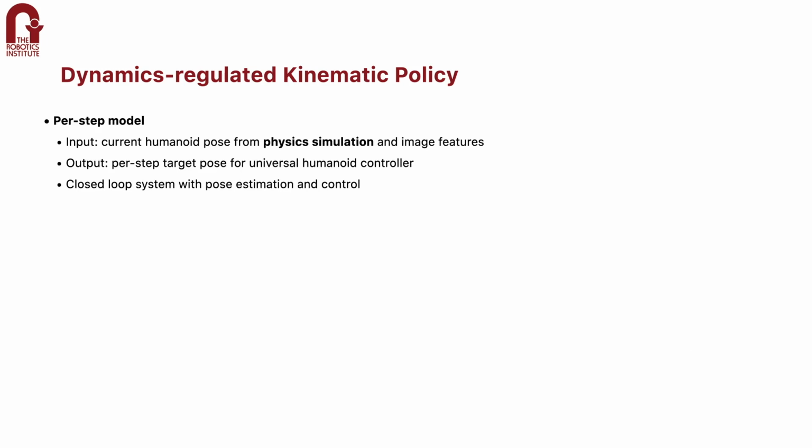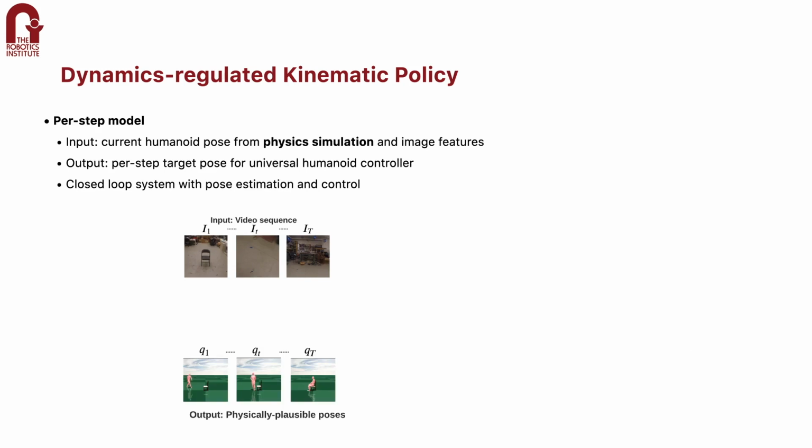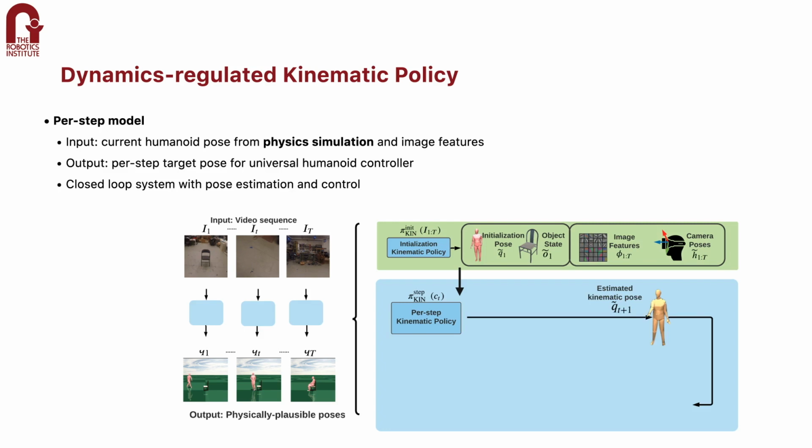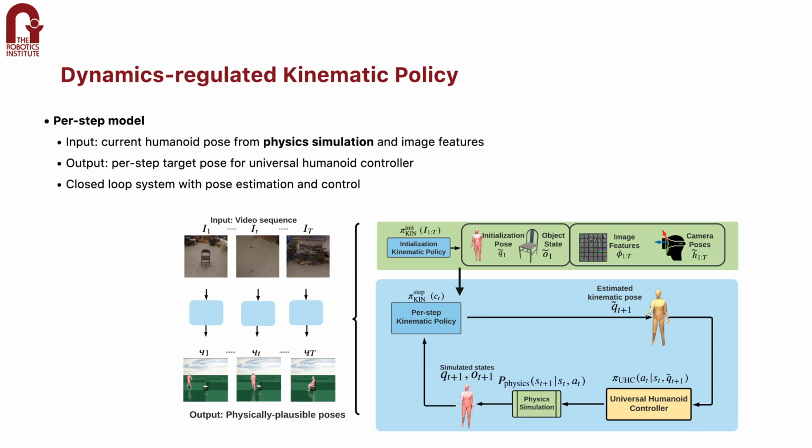Then we have our per step kinematic policy. It takes in the per step feature and computes the per time step kinematic pose. The kinematic pose is then fed into the universal humanoid controller to drive the humanoid, which passes through the physics simulation, and these simulated states are then used to compute the next time step pose. Notice that this feedback loop is crucial, as this allows the kinematic model to factor in the current simulation state and adaptively output the reference motion.